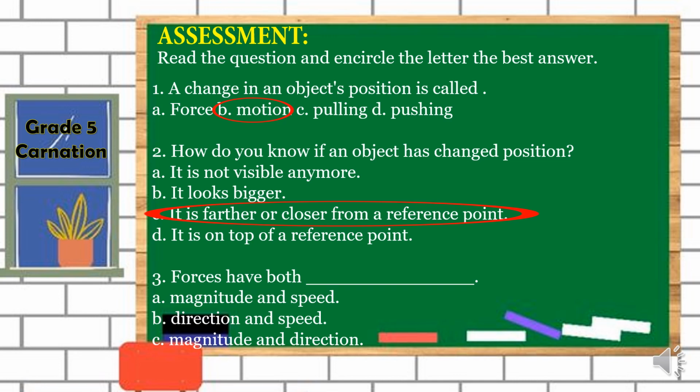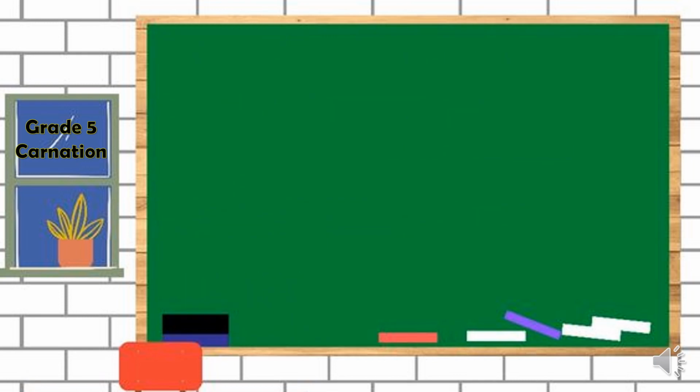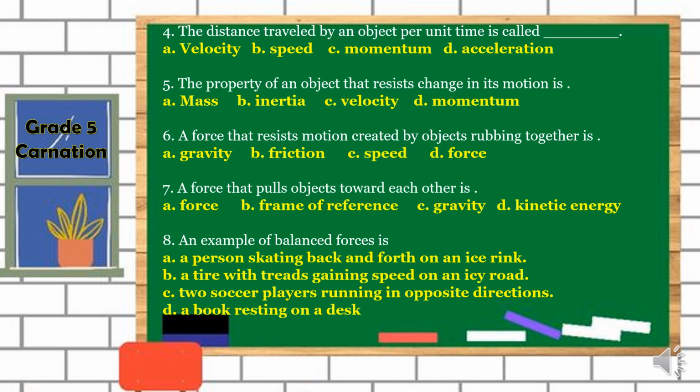Number 3, forces have both blank. A, magnitude and speed. B, direction and speed. And C, magnitude and direction. The answer is magnitude and direction. Okay, so let's move on to number 4. The distance traveled by an object per unit time is called blank. A, velocity. B, speed. C, momentum. D, acceleration. And the answer is speed.